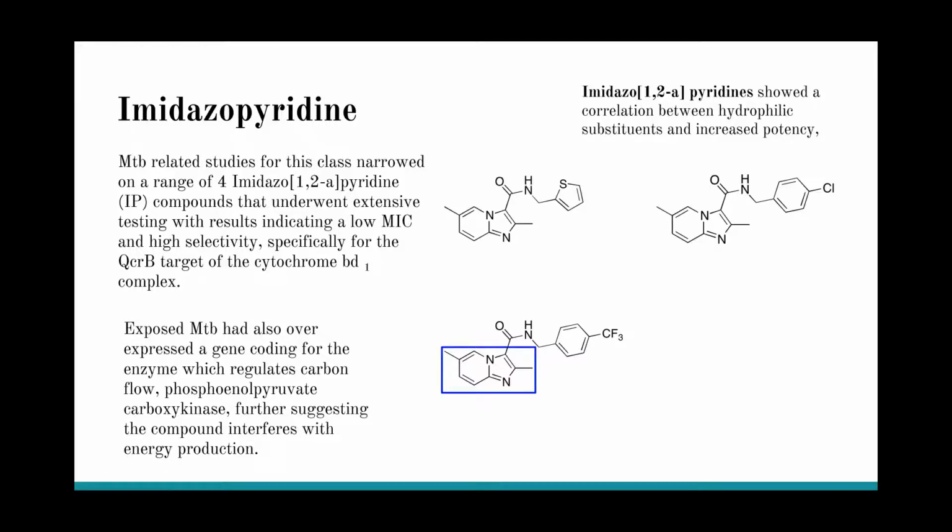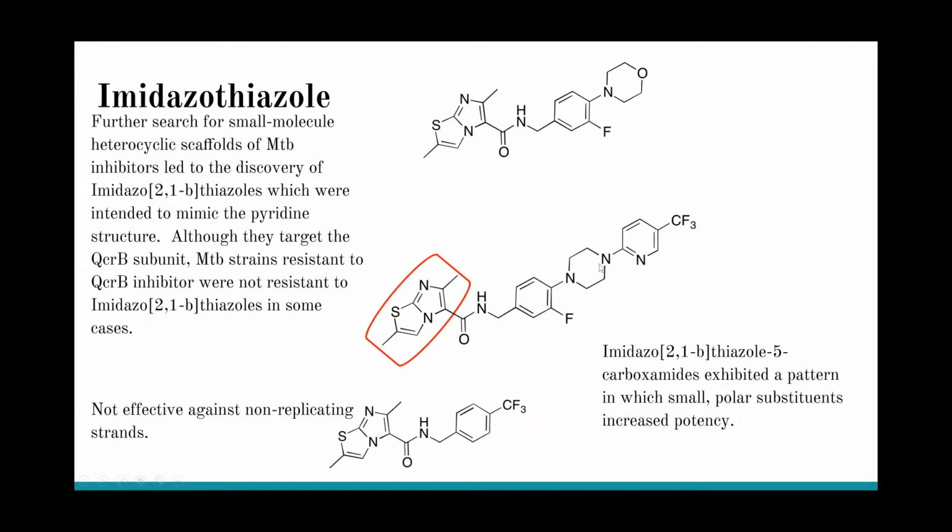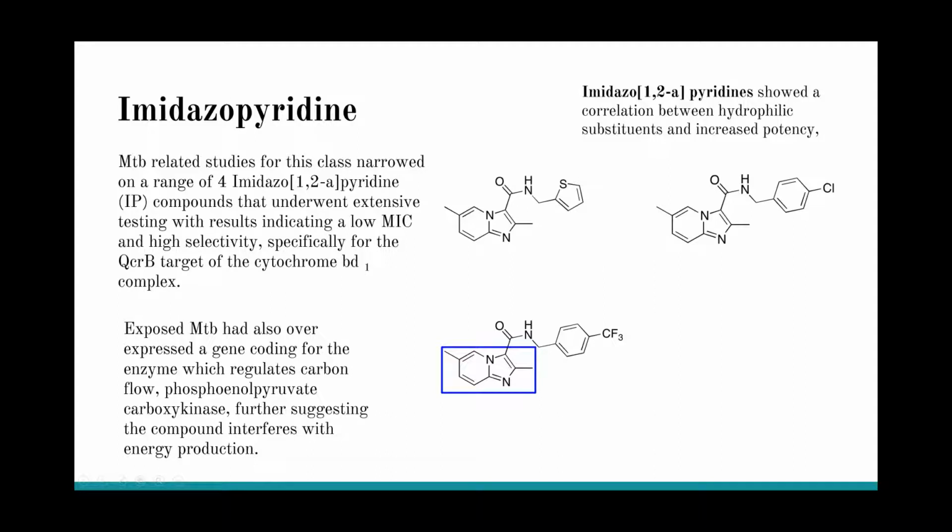In addition, exposed strains of MTB had an upregulation of the gene which codes for the enzyme that interferes with carbon flow, and this further suggested that the compounds inhibit energy production for the organism. In addition, all of the compounds showed a pattern in which hydrophilic substituents increased potency.